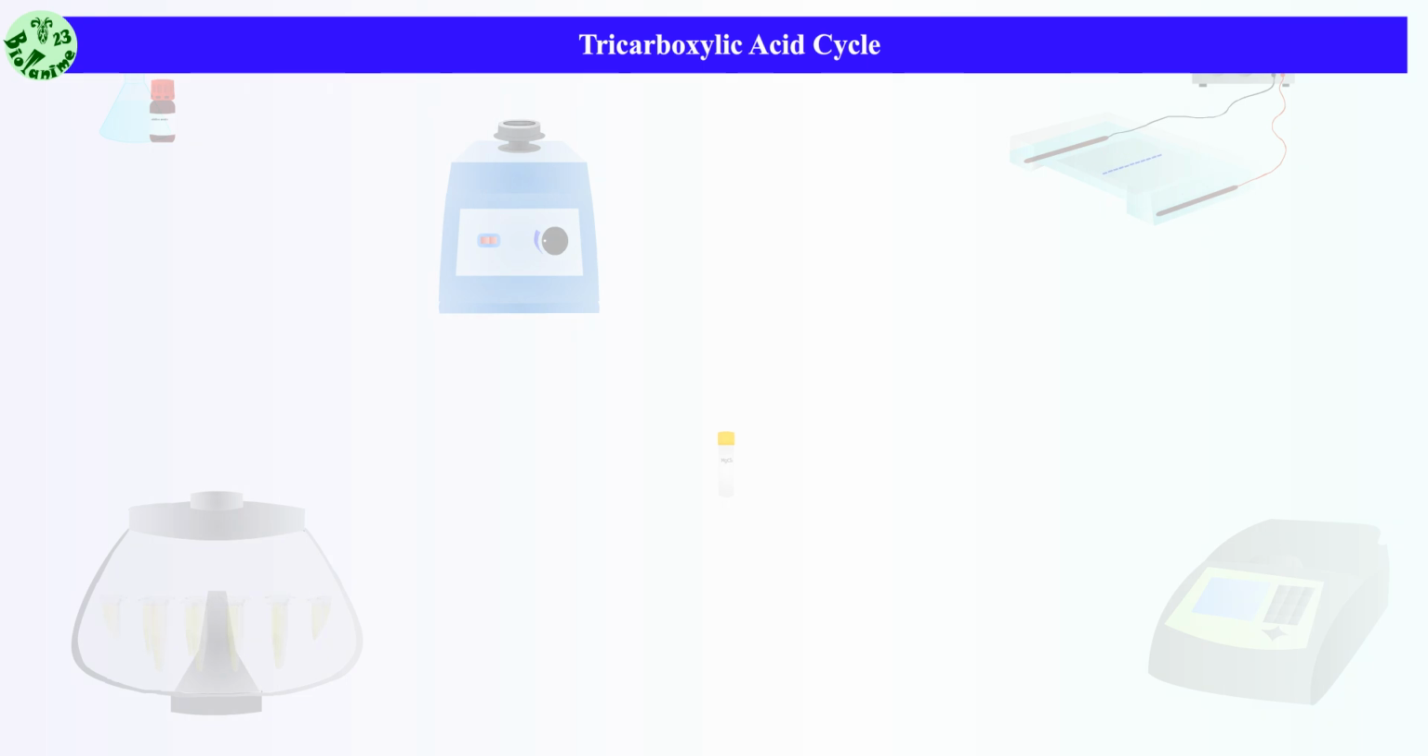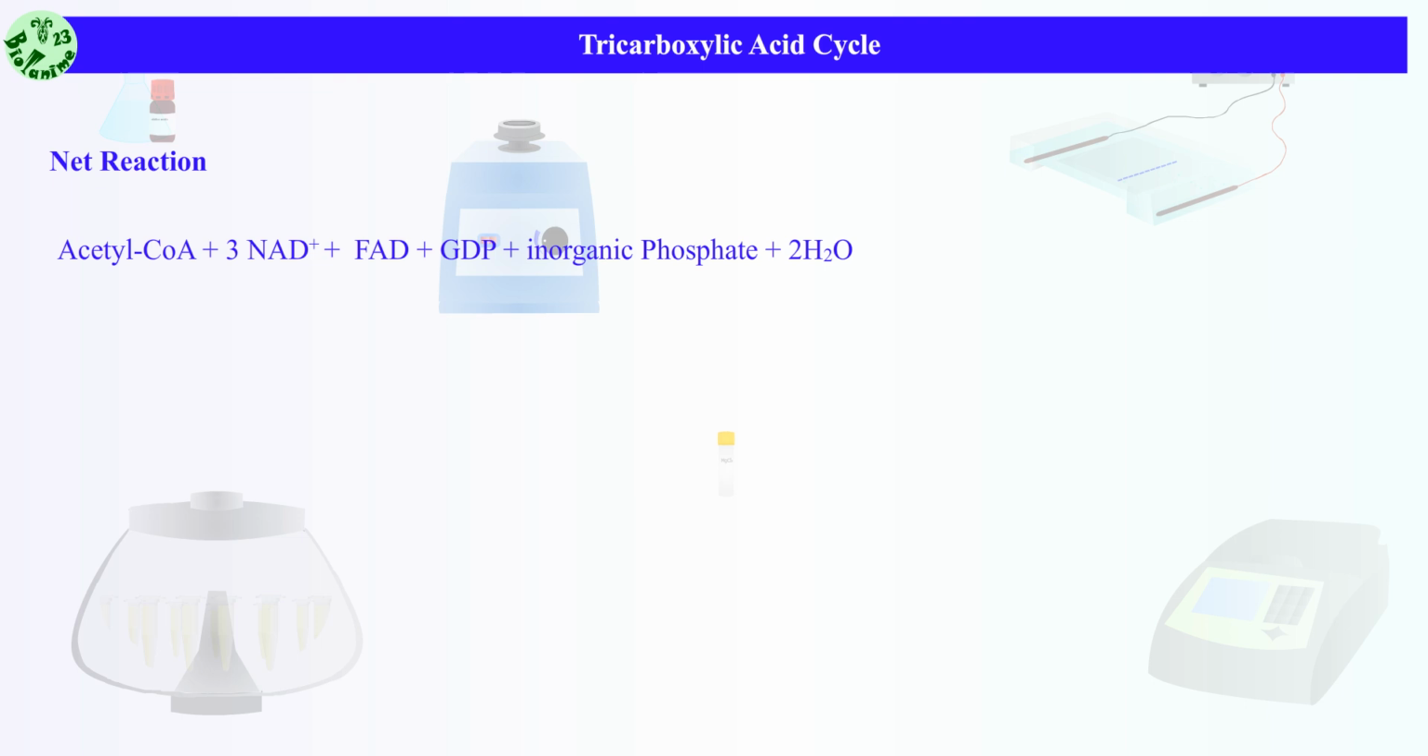Now, the net reaction of the TCA cycle: it takes acetyl-CoA, 3 NAD+, FAD, GDP, inorganic phosphate, along with 2 water molecules to give 2 carbon dioxide, 3 NADH, 1 FADH2, GTP, CoASH and 3 hydrogens.